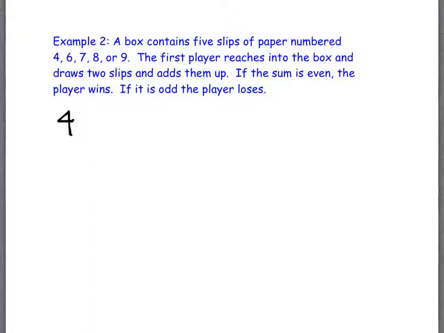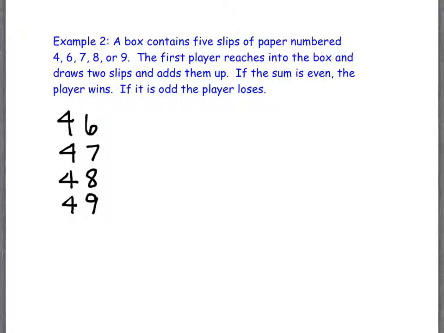A 4 and a 6? Or a 4 and a 7? Or a 4 and an 8? Or a 4 and a 9? They're equally likely because there's exactly one 4 in there, there's exactly one 6 in there, there's exactly one of each of these things in here.